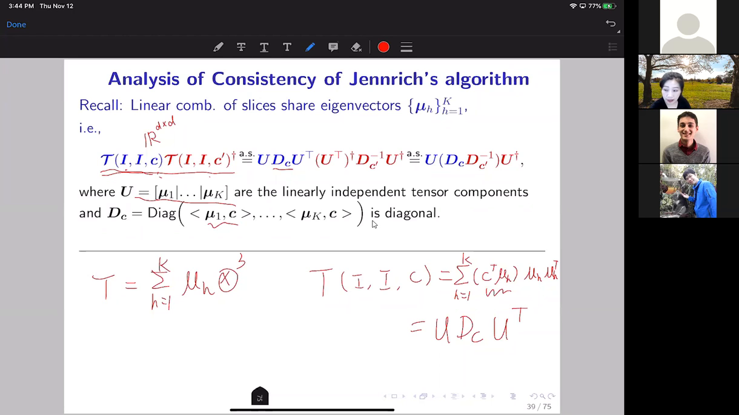Okay, so that I can write it. By the way, I'm not doing any decomposition yet. I'm only doing analysis. I'm just saying the blue part is equivalent to this equation, U DC U transpose, okay? So now the red part is T of IIC prime. Similarly, it can be written in this form, right? It is very similar to the analysis we just had for the blue part. Now it has a pseudo inverse. That's why I have a pseudo inverse for the U, so the T of IIC prime.